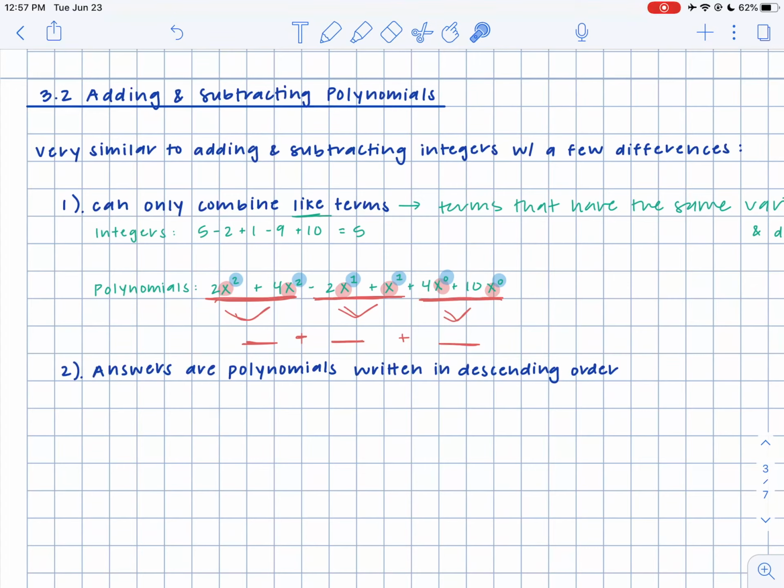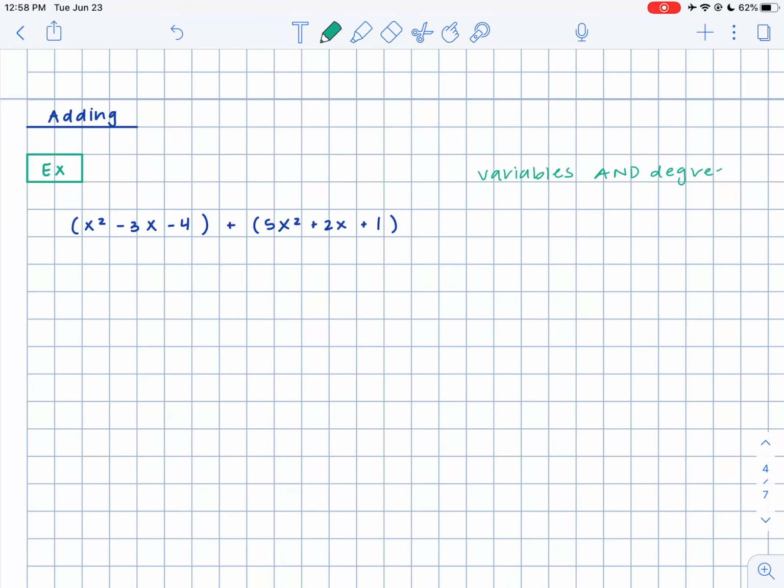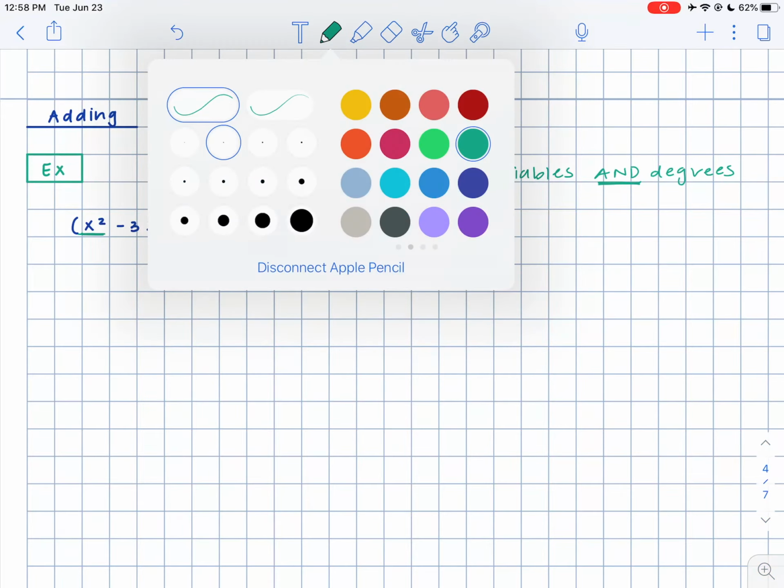Next, we want to identify our like terms. Remember, our like terms have the same variables and degrees. The "and" is very important. They need to have both that are the same to be considered like terms. So let's identify some. x squared and 5x squared. These two are like terms because their variable is x with a degree of 2.